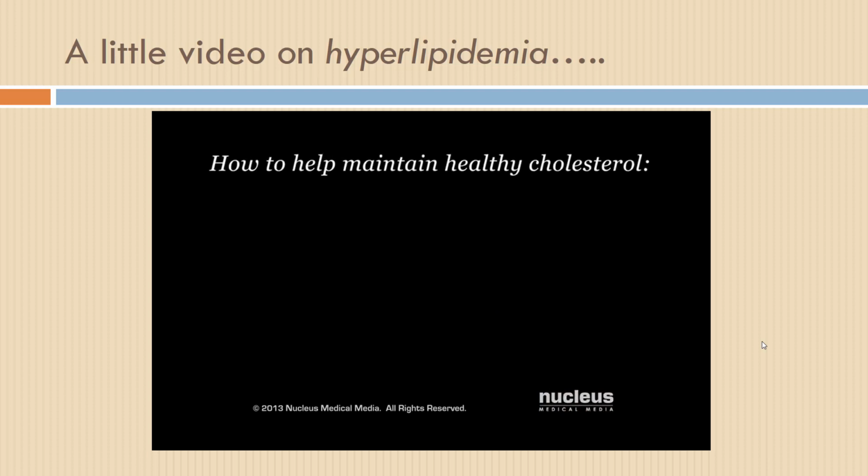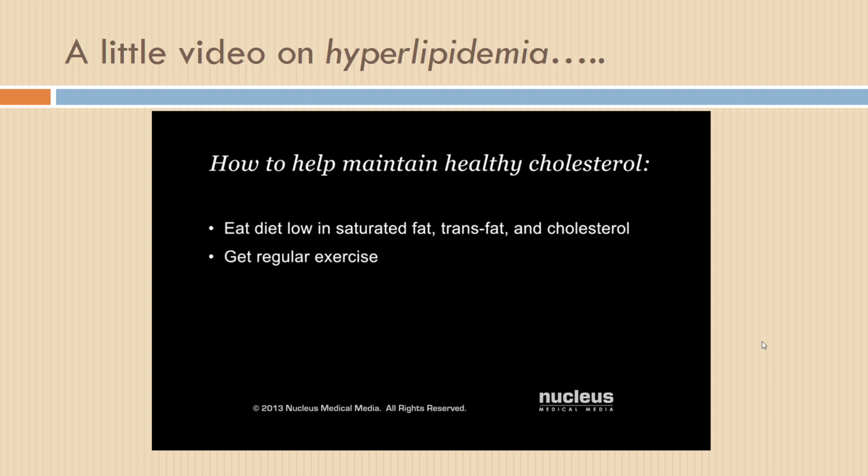In many cases, the same steps can help maintain healthy cholesterol and triglyceride levels, such as eating a diet low in saturated fat, trans fat, and cholesterol, getting regular exercise, managing your weight, and not smoking.